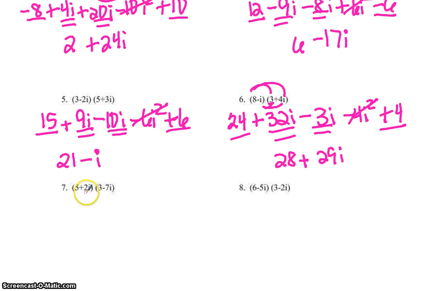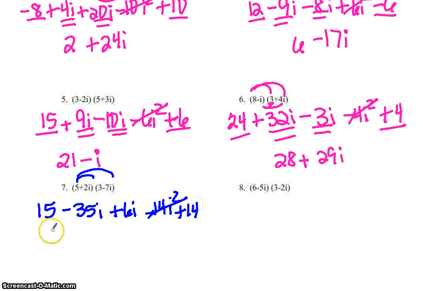Looking at number 7, you're going to distribute your 5. So 5 times 3 is 15. 5 times minus 7i is minus 35i. Distribute your 2i, and you get plus 6i minus 14i squared, which becomes plus 14. 15 plus 14 is 29. Minus 35i plus 6i is going to be minus 29i.